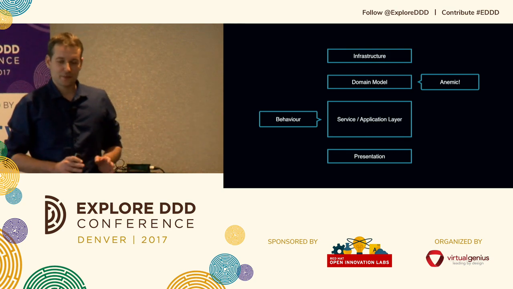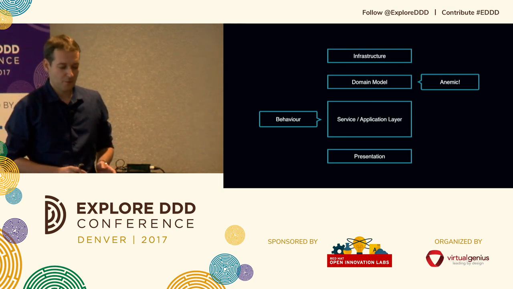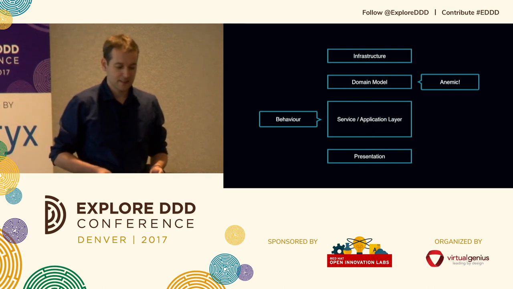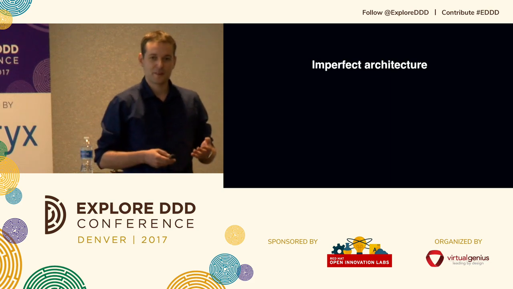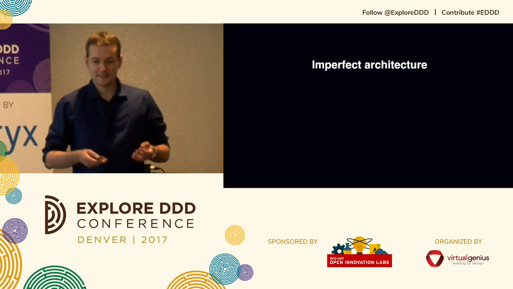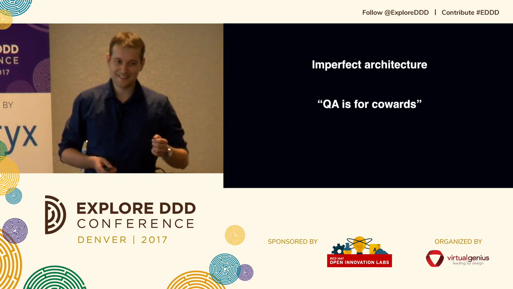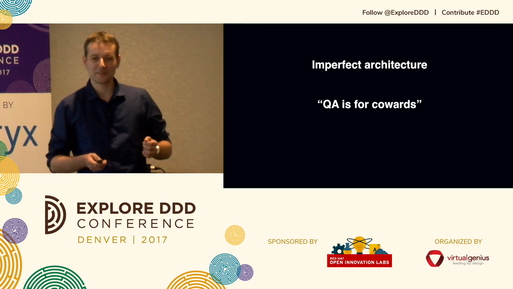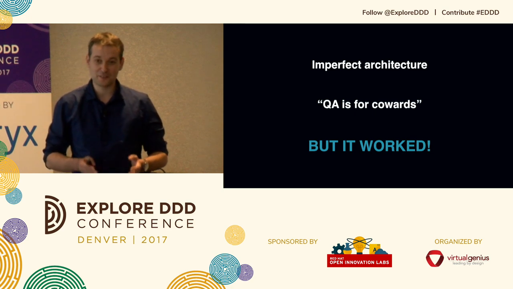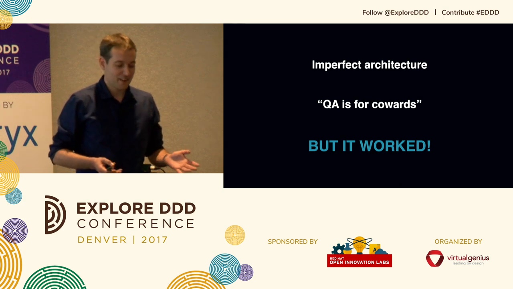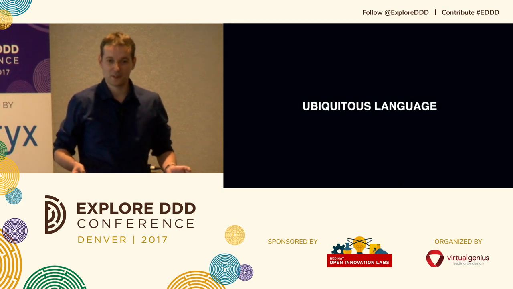But it looked quite different from the business perspective. From their standpoint, it was considered a huge success. Despite the imperfect architecture, despite our very unique approach to QA, we delivered working software in a very aggressive time to market. How did we do it? And the answer is simple, ubiquitous language.